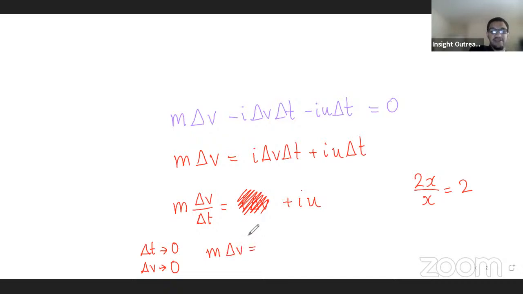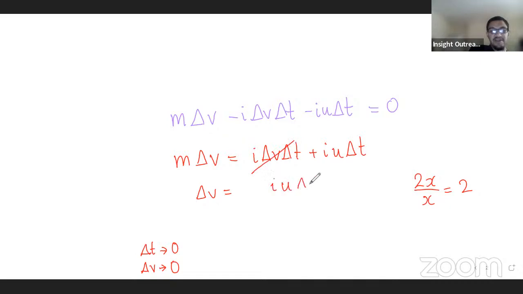equals. Actually, what we should have done here is, if we wanted to work out our change in velocity, we could have divided both sides by m. So I'll ignore this term, and then I could just say this is I u delta t over m. So that's all I've done. Basically I've ignored this because any second order stuff always goes towards 0, because it's so small it normally gets negligible, and then we can ignore it.